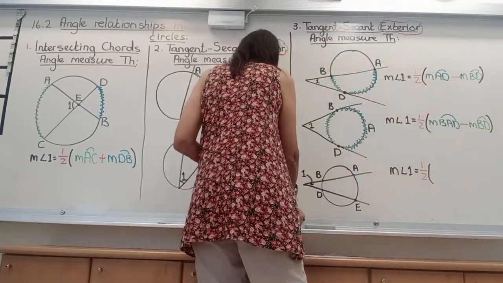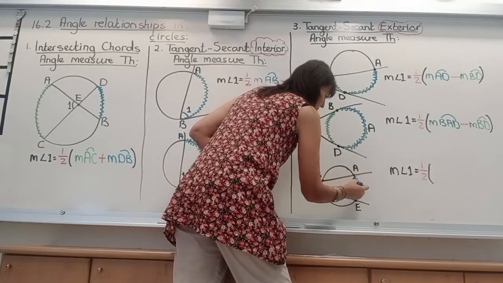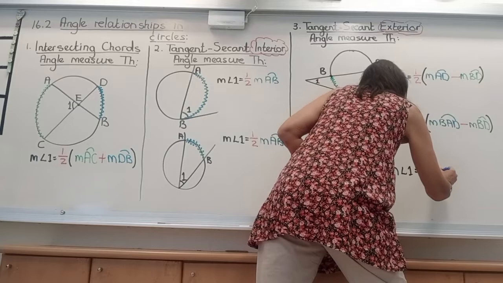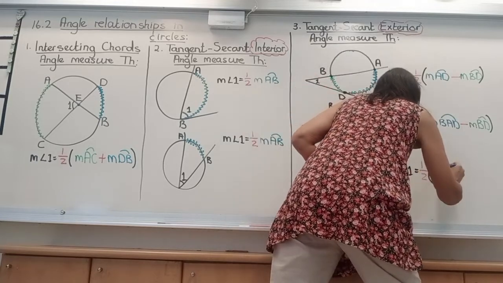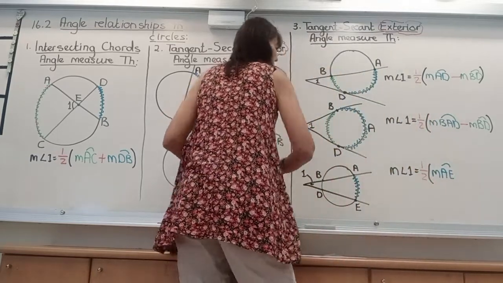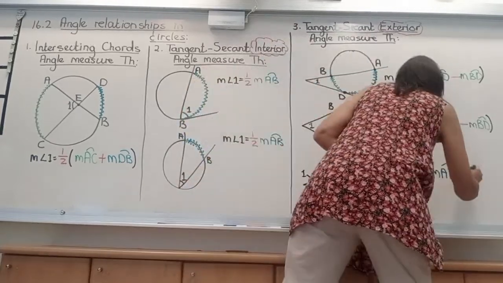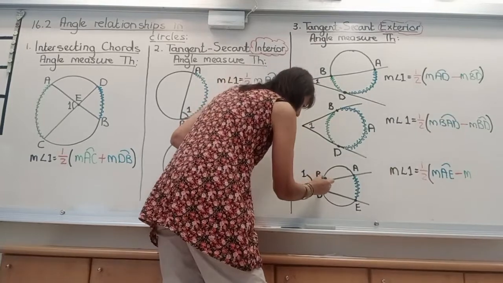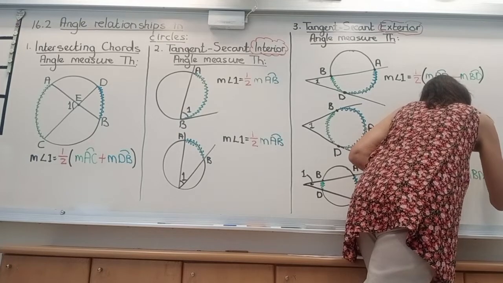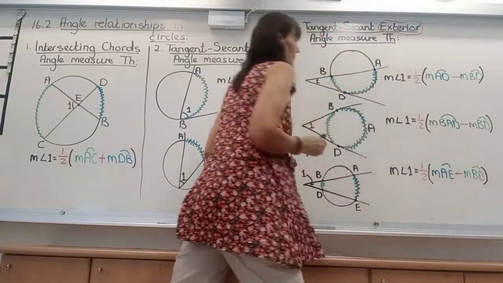Right. And in the last case, I'm sure you're picking up the method. Measurement of the one on the outside. It is a half of the measurement of AE. And AE is an arc. Subtract. And measurement of will be the small BD. BD. And it's an arc. And there we have it.